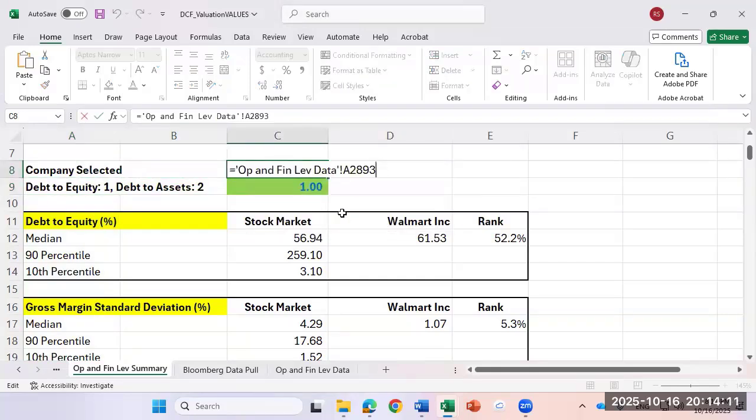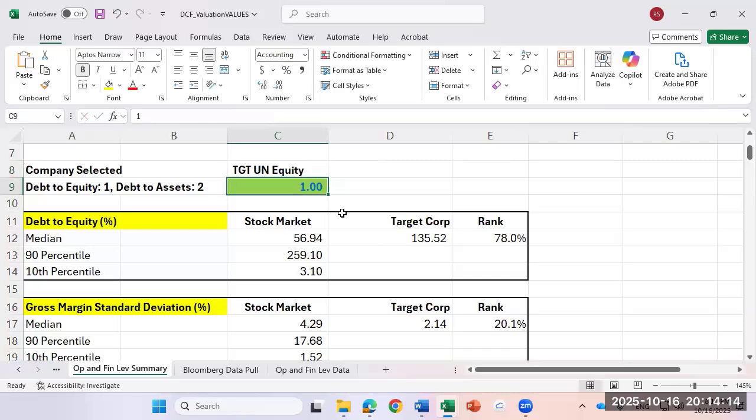So I change this to 2605. Brings in Target.